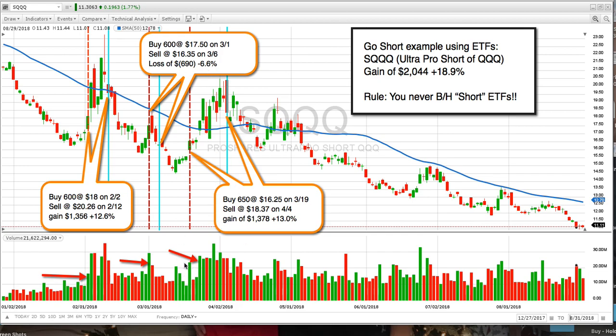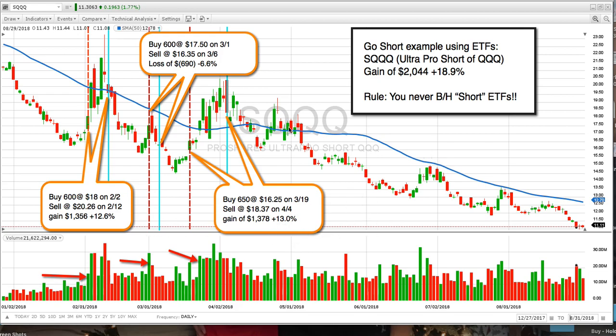Then here, that was our third signal, and that was on March 19th. So we bought 650 shares at $16.25, and we got stopped out on this big candle right here on 4/4 for a gain of $1,378 or 13%.